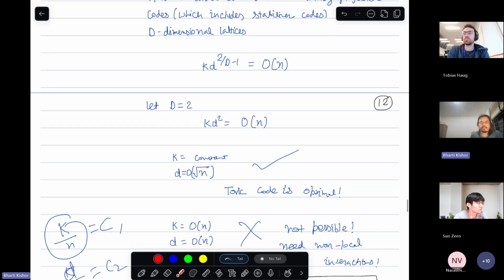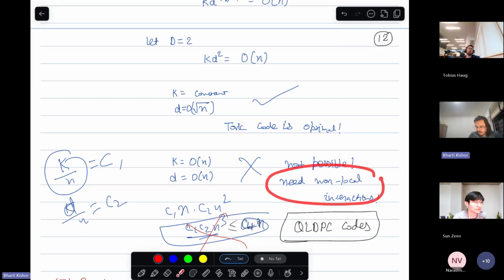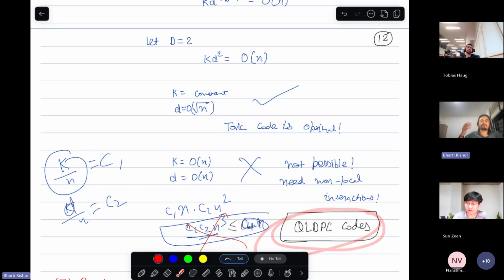So good codes are not possible with locality constraint. Like you cannot get a surface code or something which has a constant encoding rate and constant distance rate, even if it is allowed by Gilbert Varshamov. So what do we need? You need non-local interactions. And that was all the business of people trying to put as many non-local interactions as possible and trying to get these good quantum LDPC codes, which I will talk about in the next session.